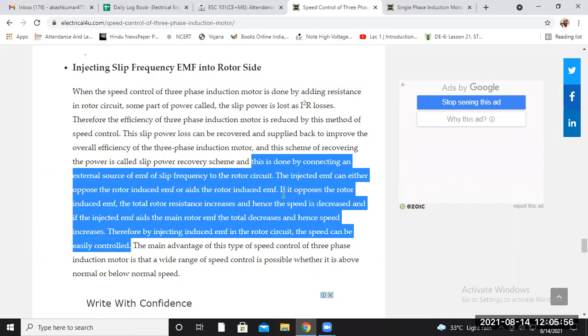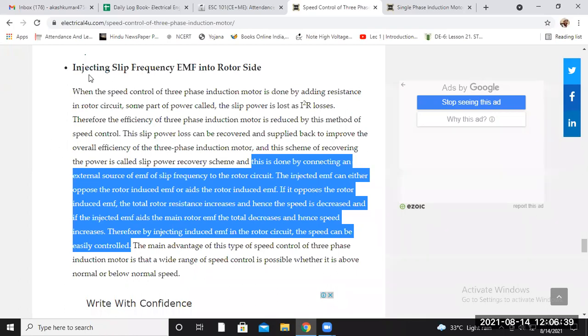Up to this point, this is done just by including your external induced EMF, an external EMF machine. That is, the injected EMF either can increase or decrease. If we increase the EMF, in that case the rotor resistance will decrease and the speed will increase. And if we decrease the EMF by external source, then it opposes and it will increase the resistance part of the machine, and hence your speed will decrease.